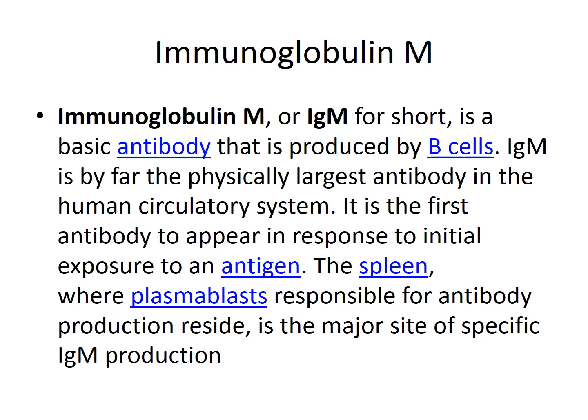And just a little bit of information on immunoglobulin. Immunoglobulin M, or IgM for short, is a basic antibody that's produced by B cells. Our B cells produce antibodies in our system. And the IgM is by far the physically largest antibody in the human circulatory system. It's the first antibody to appear in response to the initial exposure to an antigen.